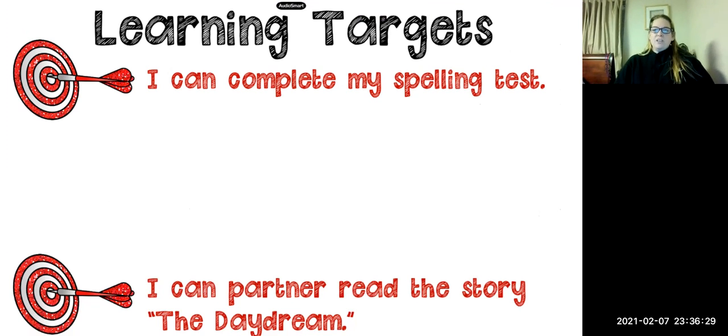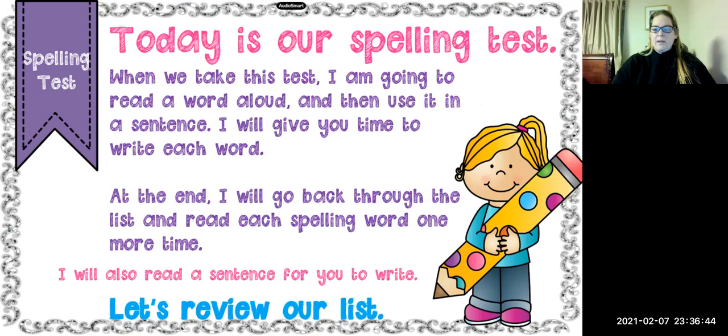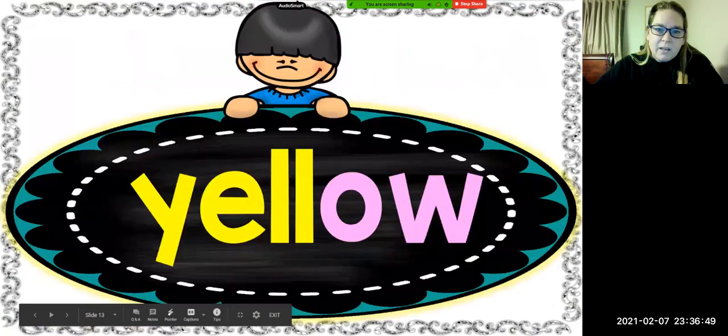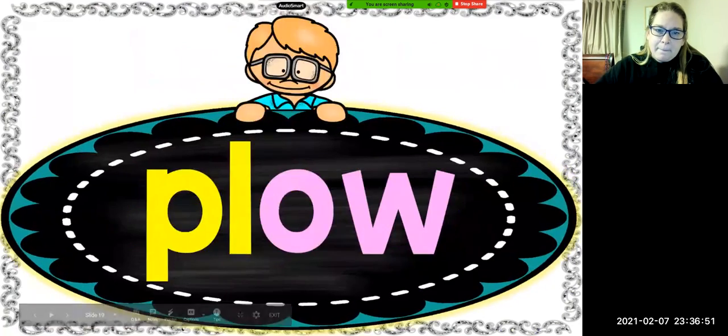All right, our learning targets for today. Again, we're only going to do one of these. So the first one says, I can complete my spelling test, but we're not doing the spelling test. And the next one is, I can partner read the story, The Daydream. Okay, so we're actually going to skip this part because, like I said, we are not doing the spelling test.